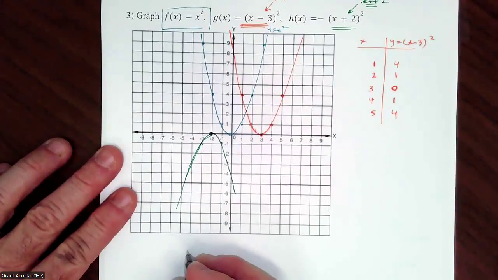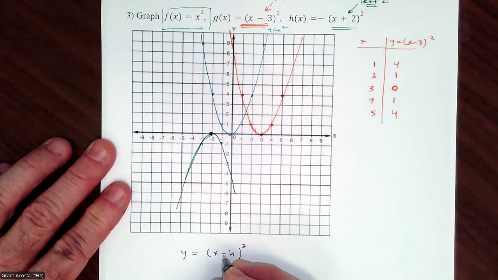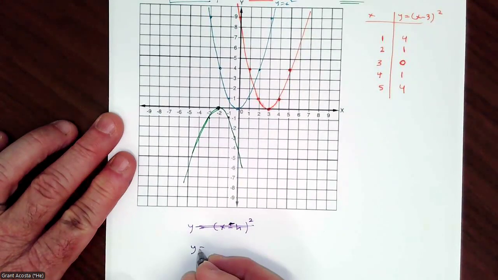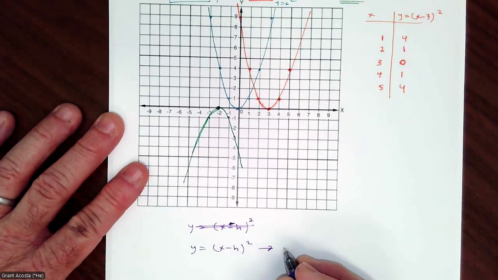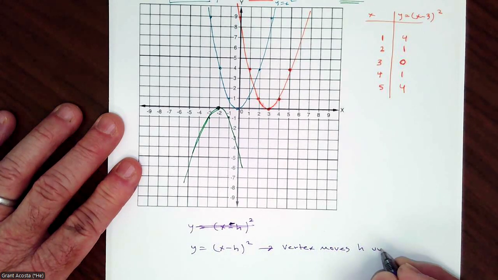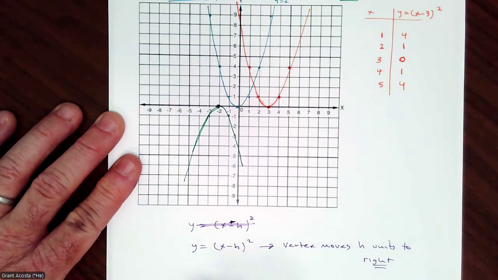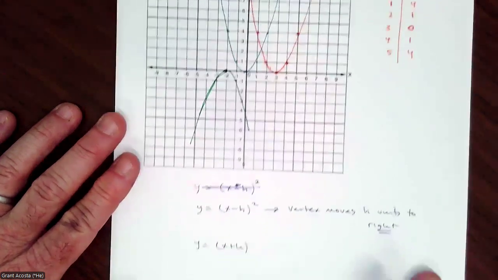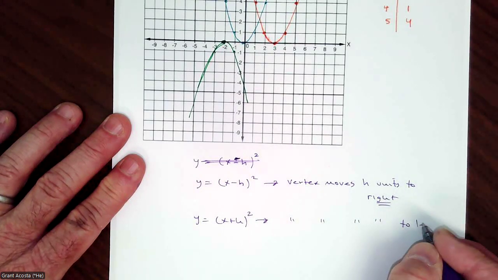So take away from this one. Let's do them two separate. Let's start over. If I've got y equals x minus h squared, the graph is going to move my vertex. The whole graph moves h units to the right. Whereas if I have y equals x plus h squared, my vertex is going to move h units to the left.